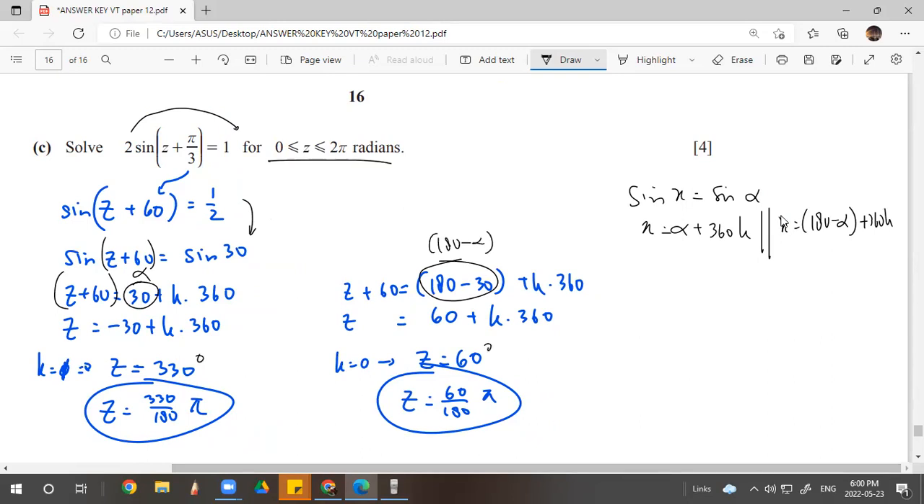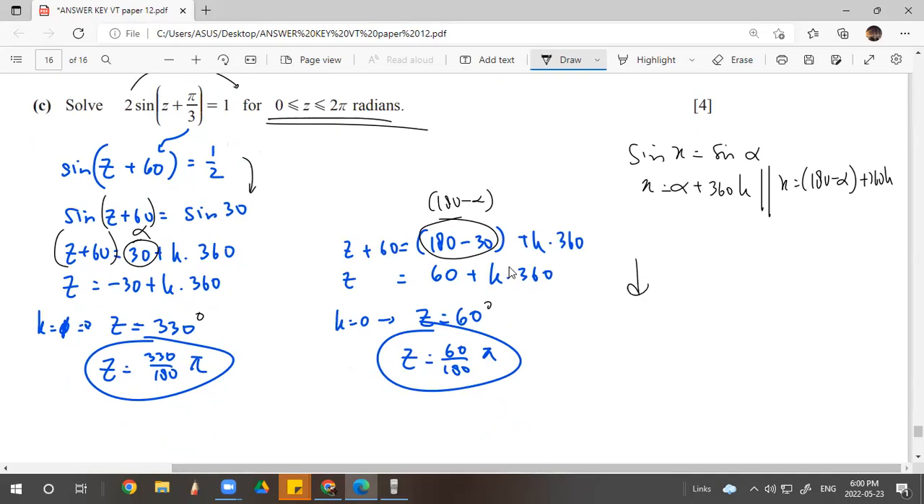You get the answer in degrees, but the question is asking you for radians. Use radians then. Remember, from degree to radian, you multiply by pi over 180. That's it. So 330 times pi over 180. I don't simplify this because it's not asked.